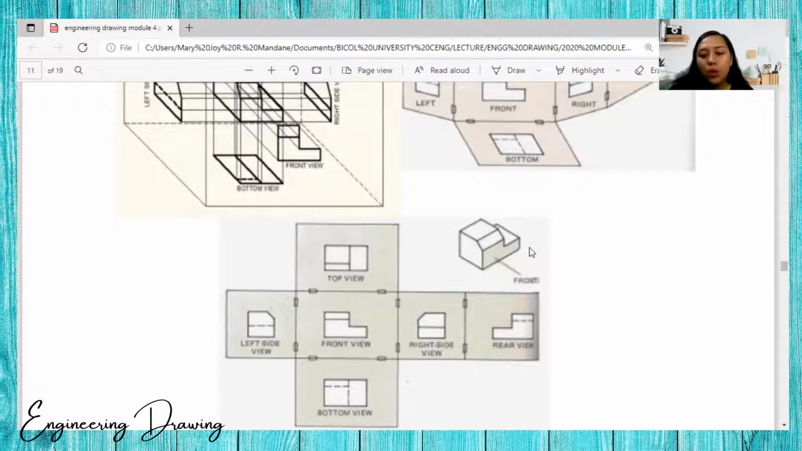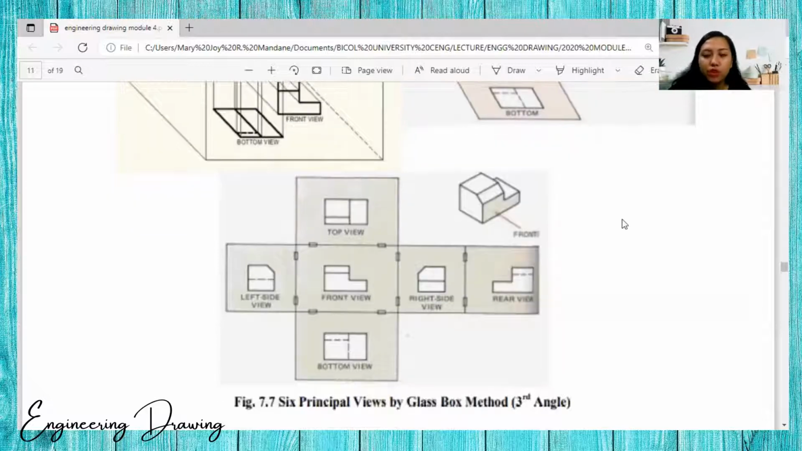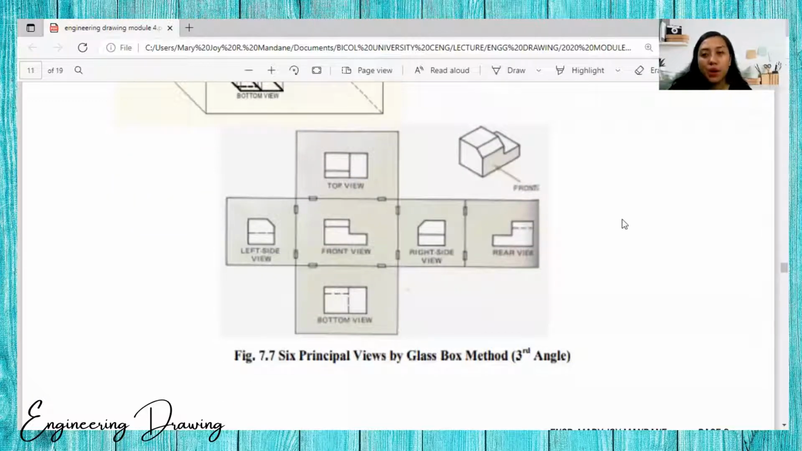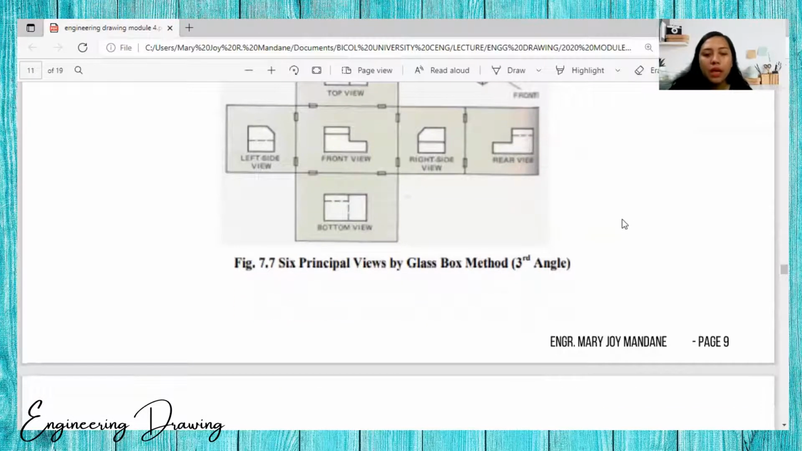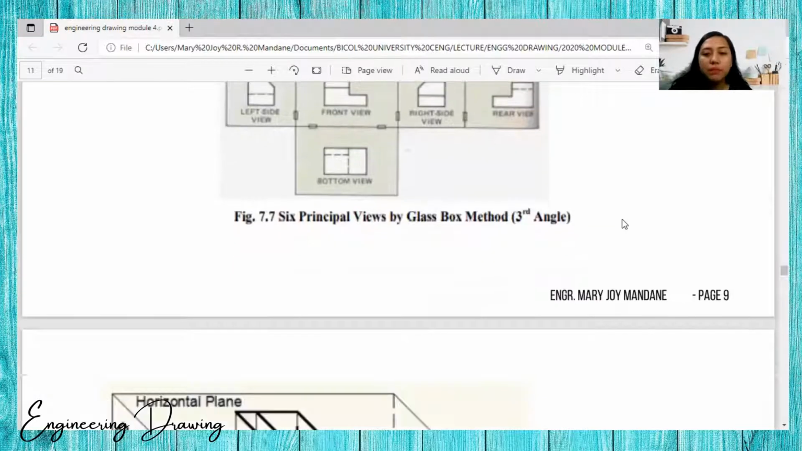Okay. So, try to imagine this, and you need to learn this because you will use this for your projects, and of course for your individual output. So this will be the 6 principal views by glass box method.